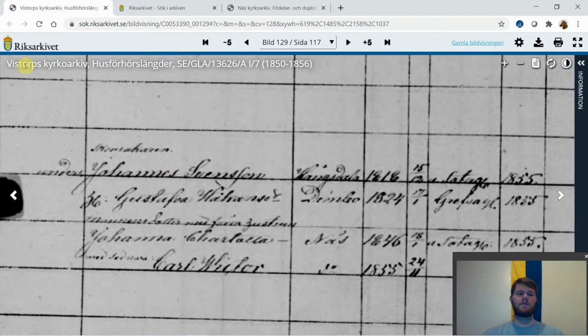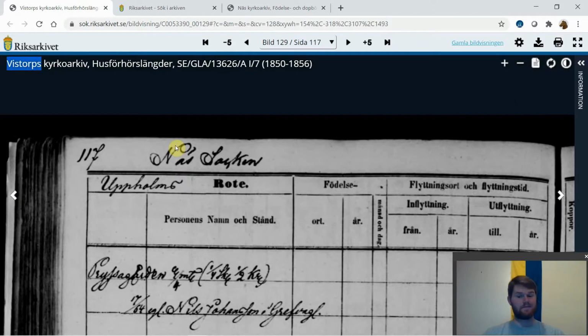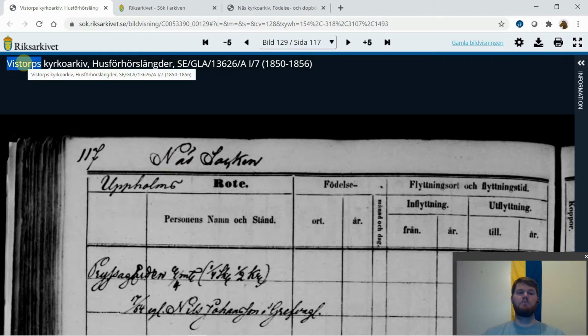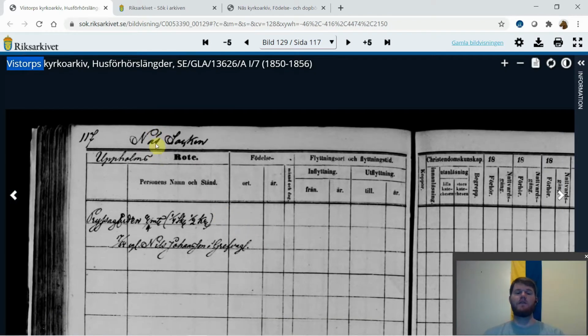We are in this parish right here. Just kidding. Fooled you. So it is in this book right here, this Torp, but it's actually Näs parish. So make sure to be aware of that, that you're looking, make sure you know where exactly you are.